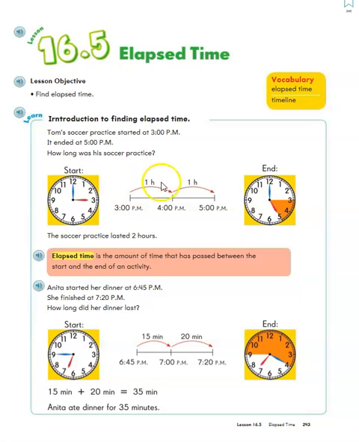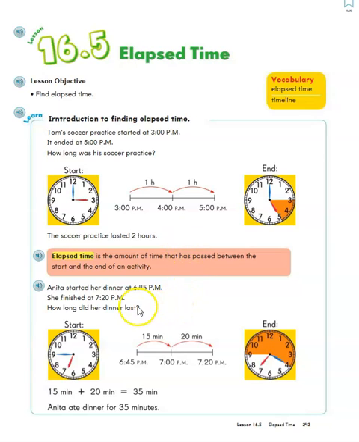So this timeline that you see here, this is really the easiest way for us to figure out elapsed time. So I love these timelines because they can show us at the top here how much time has gone by, and then we just have to add that up, and that will tell us how much time has passed.